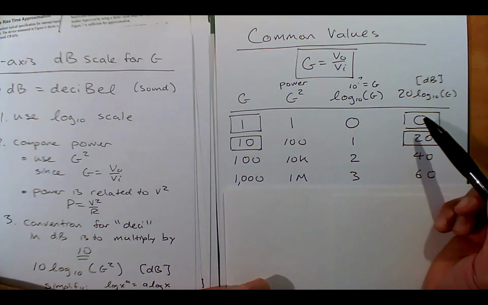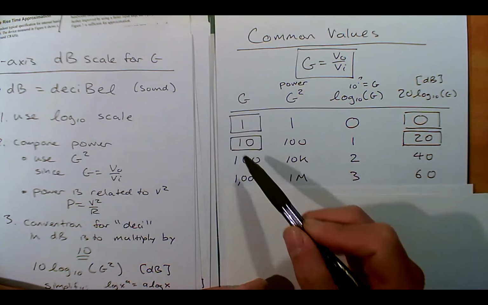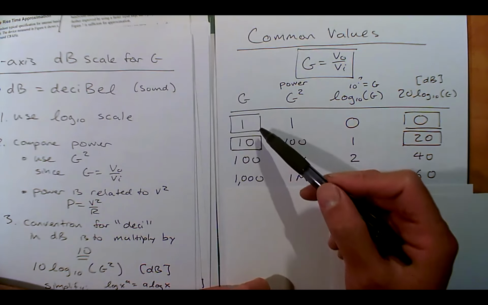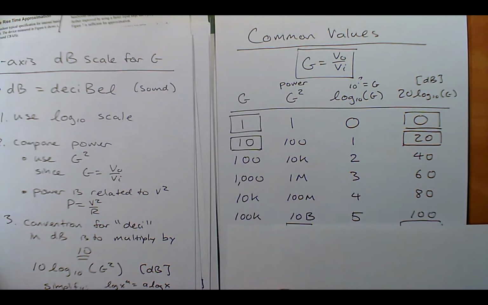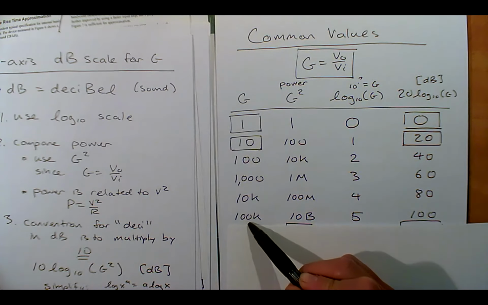So on the dB scale, if you see 20, 40, 60, you know that on the regular scale, it's just 10, 100, 1,000. Okay, 10,000, same thing. Okay, easy. 5, yep, 100,000. 100,000 times 100,000 is 10 billion.